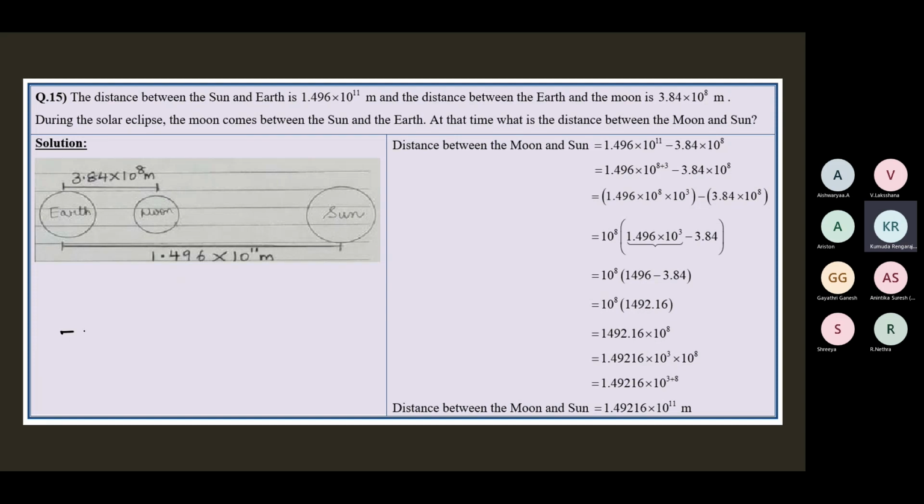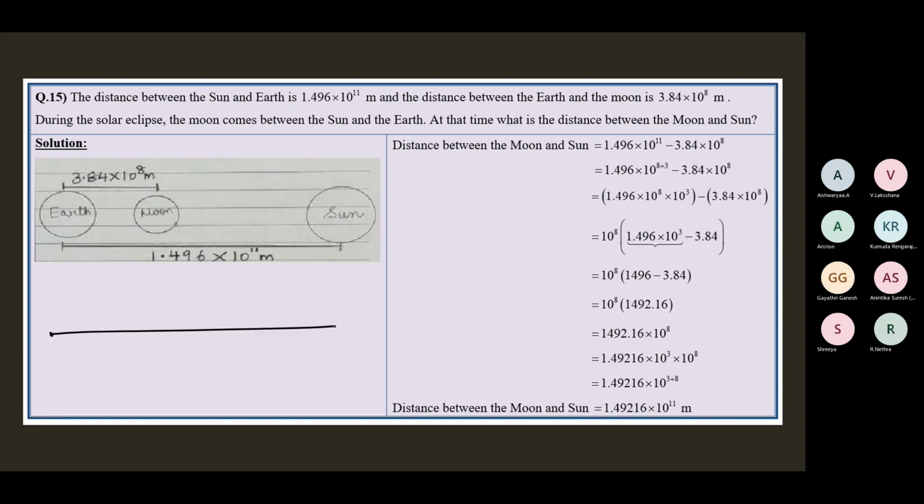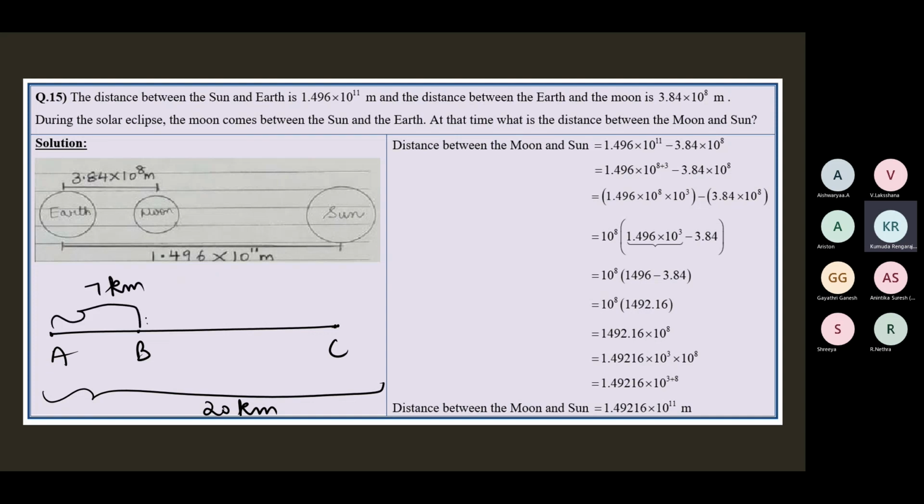So it's like we have 3 points A, B, and C. Now the distance between AC is say 20 kilometers, and the distance between AB is 7 kilometers. Then what is the distance between the points B and C?